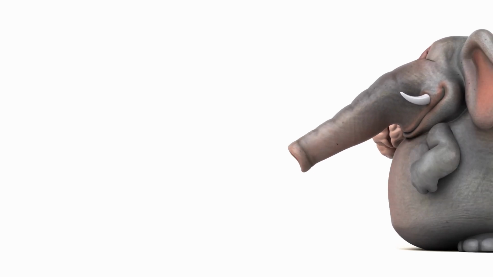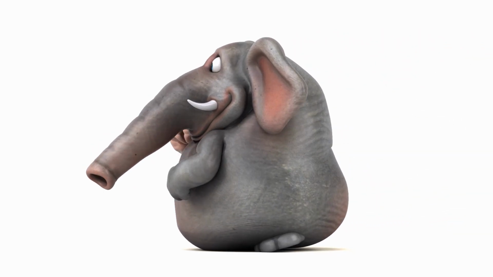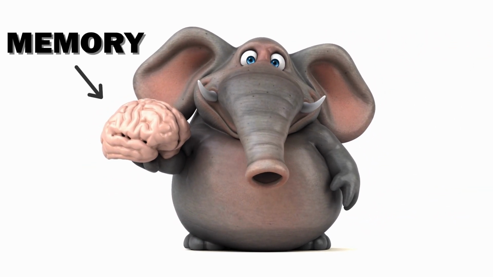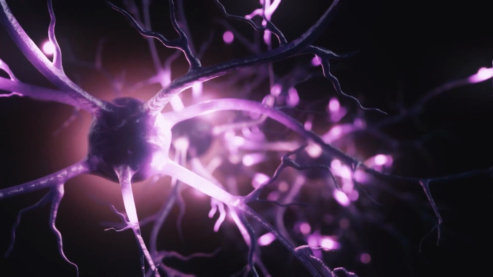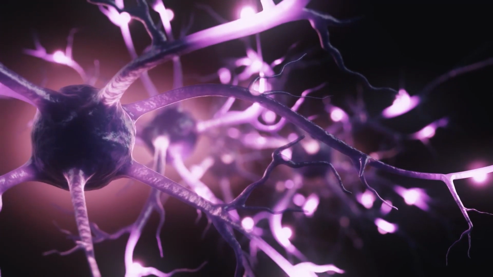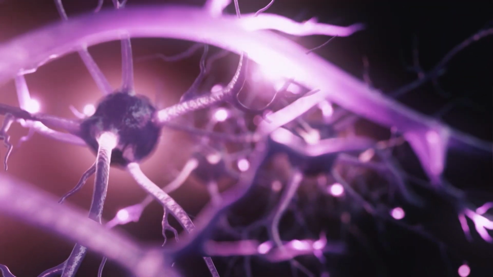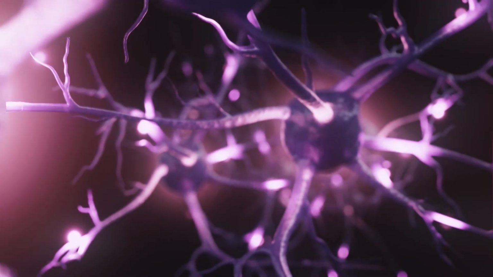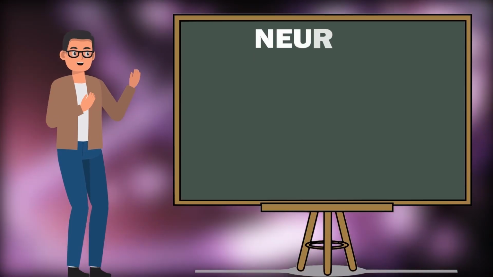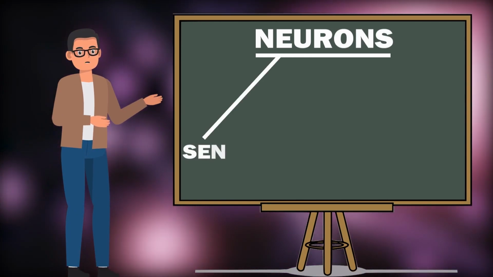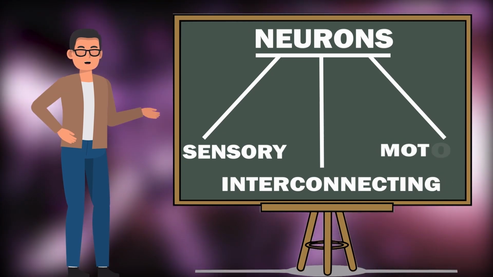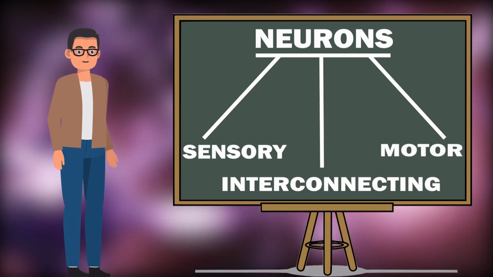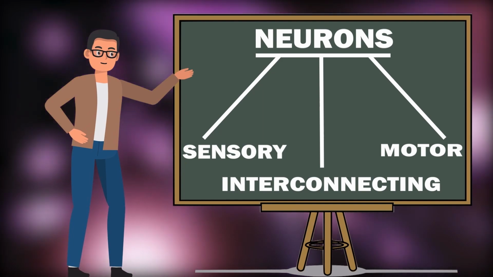Memory is one of the most complex processes of the brain. Memory is the term given to the structures and processes involved in the storage and subsequent retrieval of information. At the most basic level, memories are stored as microscopic chemical changes at the connecting points between neurons in the brain. Three types of neurons are responsible for all information transfer in the nervous system: sensory neurons, interconnecting neurons, and motor neurons. There are certain steps involving these neurons whenever a memory is processed.